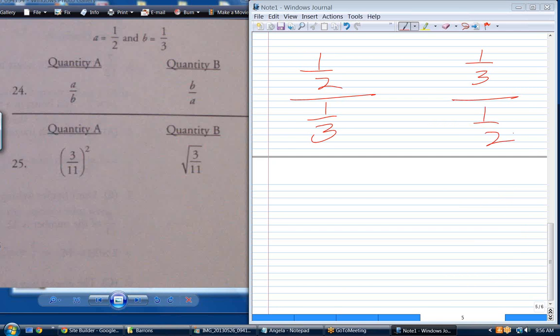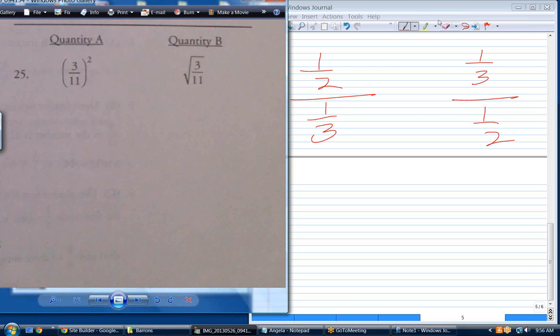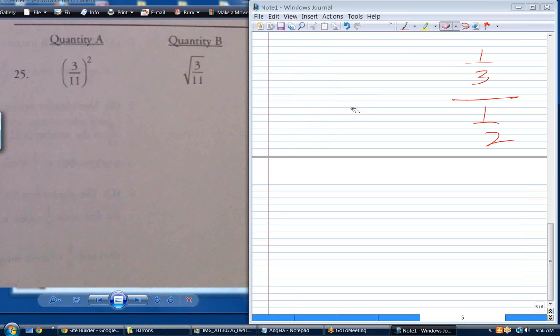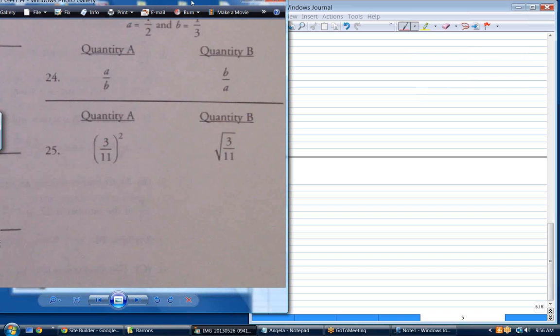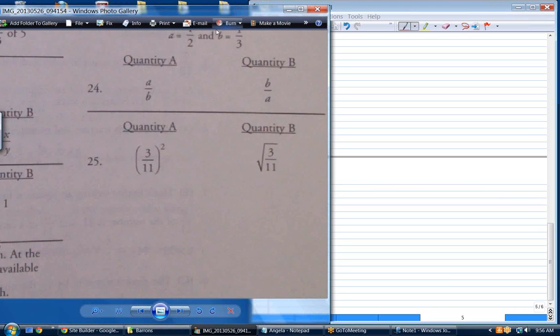Okay, quantity A would be larger. Quantity B. Good. Without doing the math, correct? Yes, because that's the one you just explained to me. Yep. Square root's 154.